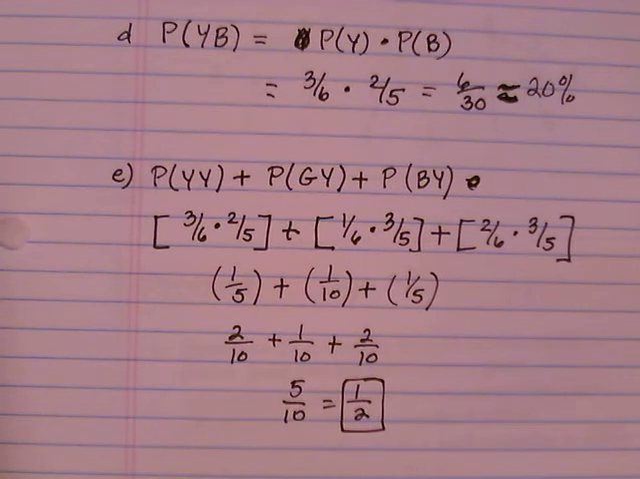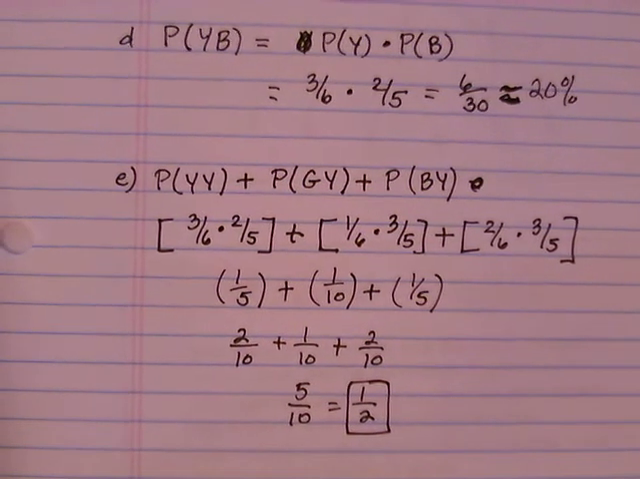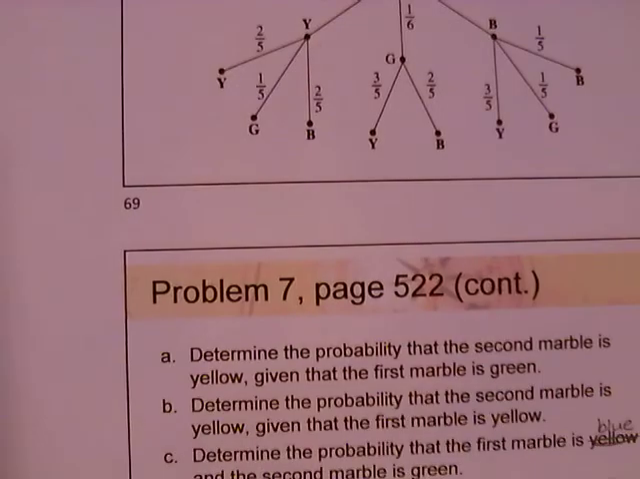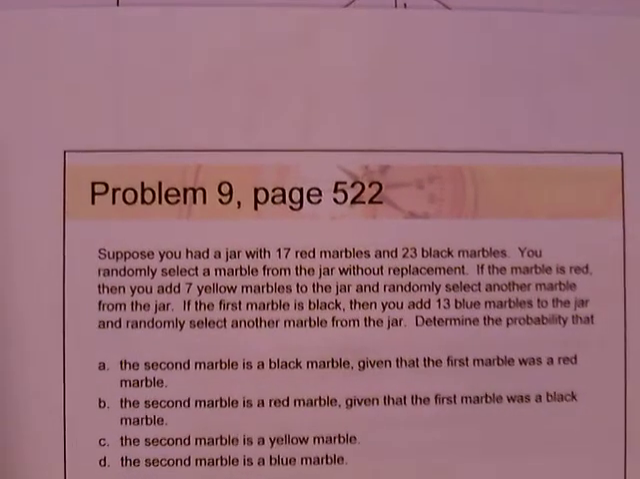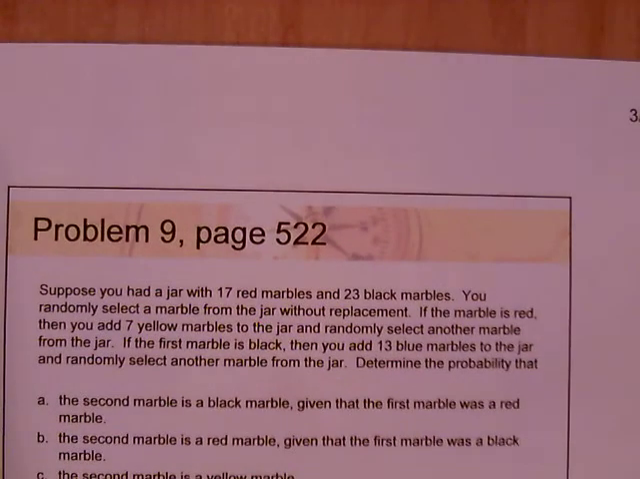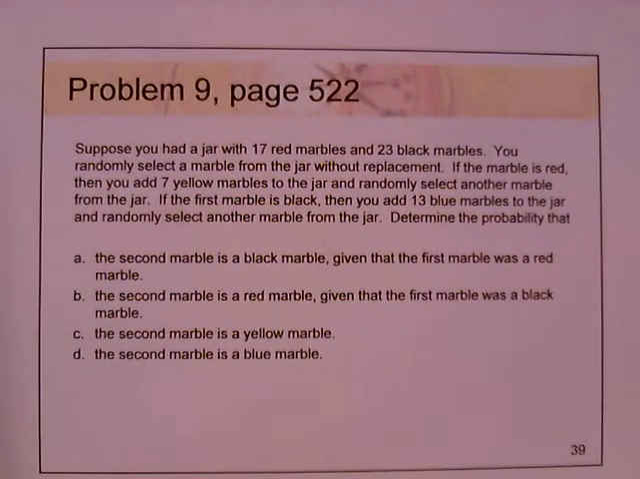Okay, I have one more example, one more problem that I need to do here. This is going to be problem number 9 on page 522 in your textbook. It says here, suppose you had a jar with 17 red marbles and 23 black marbles. You randomly select a marble from the jar without replacement.